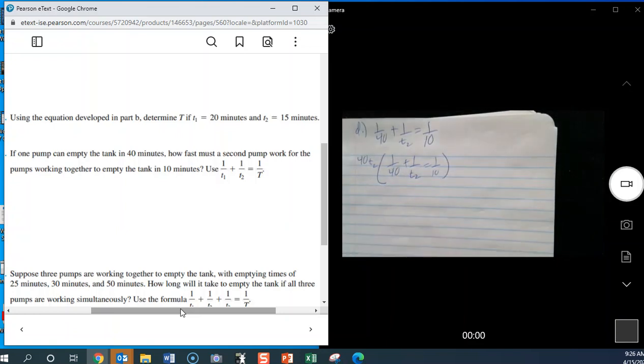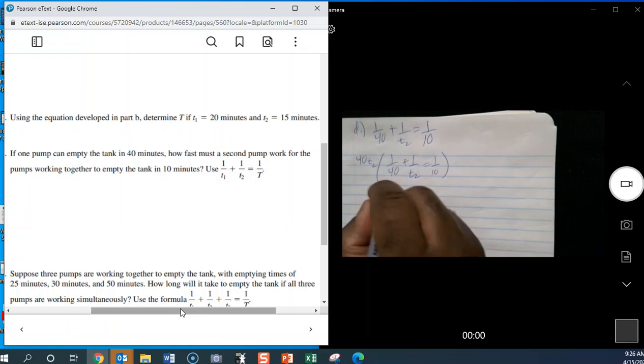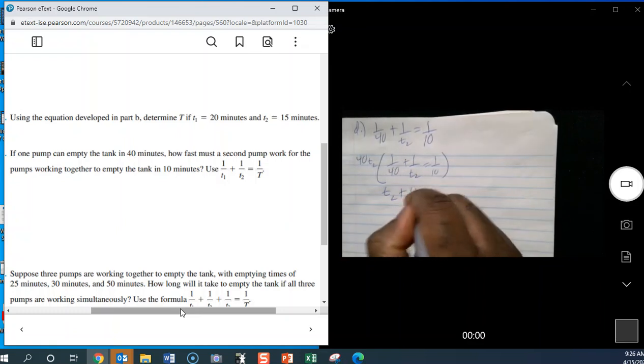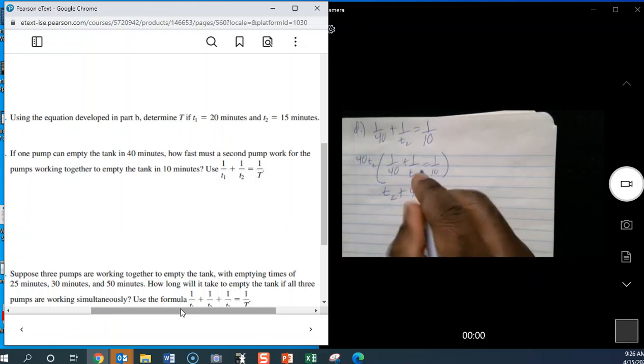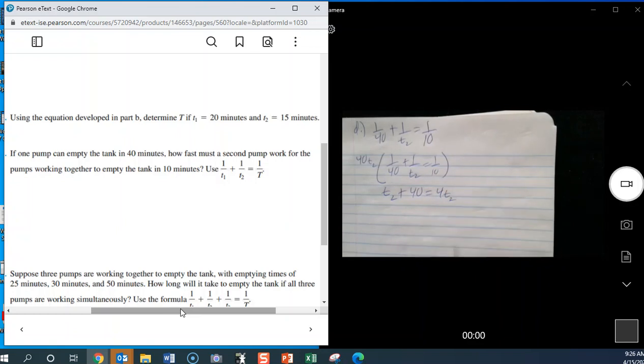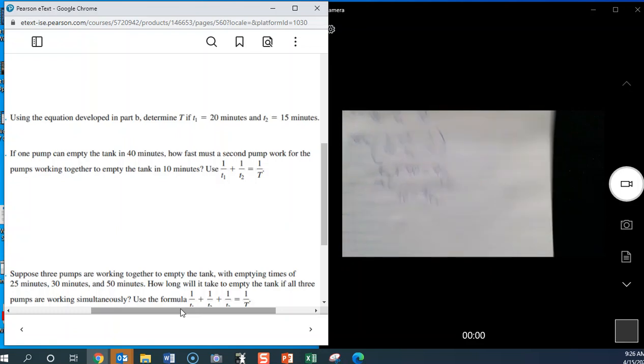These 40s will simplify out, and you'll have T sub 2. Plus these T sub 2's will simplify out, and that would be 40 is equal to 10 goes into 44 times T sub 2. Now, we want to get T sub 2 by itself, so we subtract T sub 2 on both sides. So you have 40 is equal to 3 T sub 2.